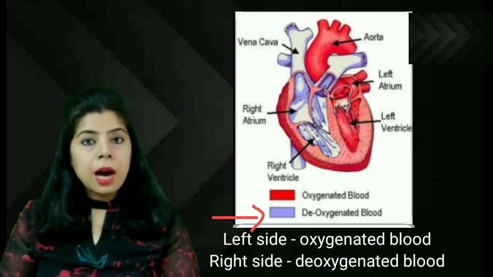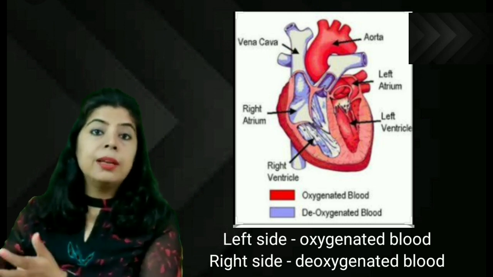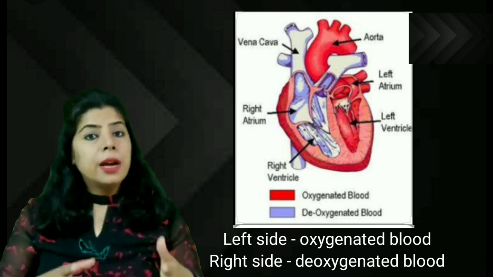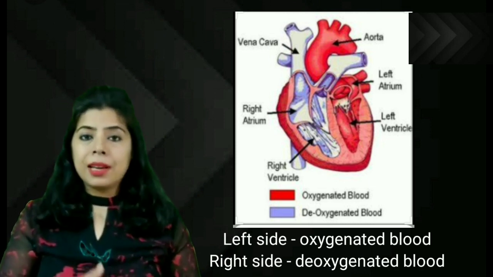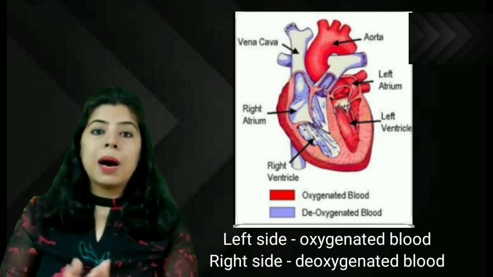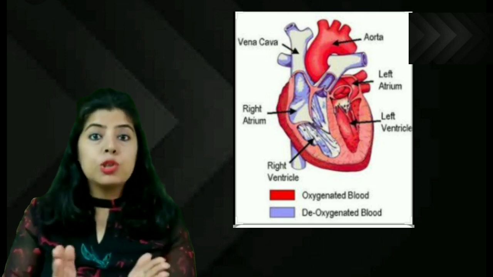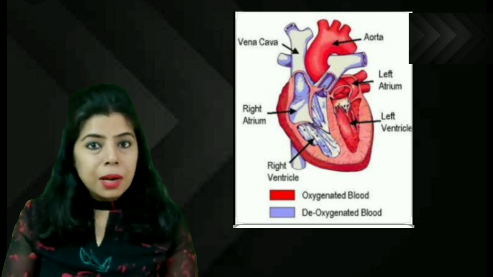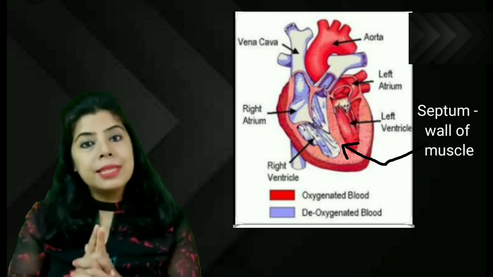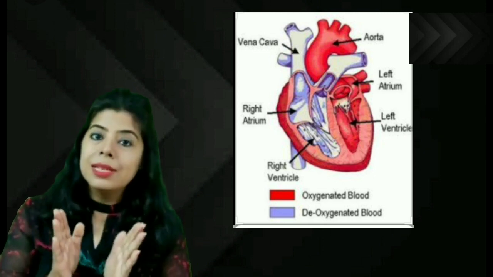So get it very, very clear. The left side of the heart always has oxygen-containing blood, oxygenated blood, which is shown in red color, and the right side always has deoxygenated blood, or blood containing carbon dioxide, which is always shown in blue color. These two parts are separated from each other. There should be something separating them, not allowing the mixing of blood, and they are separated by a wall of muscle which is called the septum.